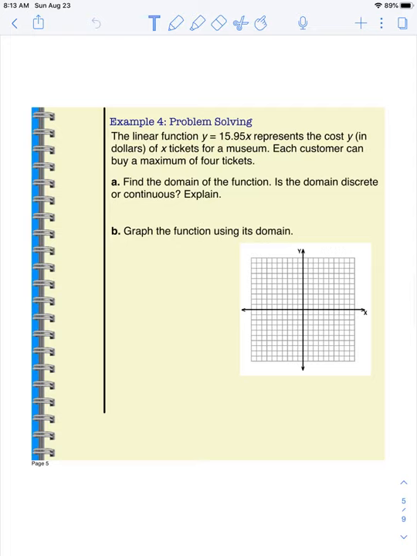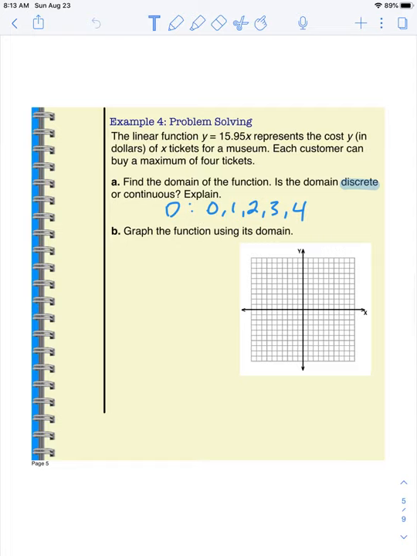Okay, so first we're going to think, is the domain discrete or continuous? What is the domain? The domain is X. Can you buy half of a ticket? No, you cannot. So the domain is discrete, and the maximum of tickets you can buy is 4. You could buy 0 tickets. You could buy 1, 2, 3. Your maximum is 4. So the domain is 0, 1, 2, 3, 4.